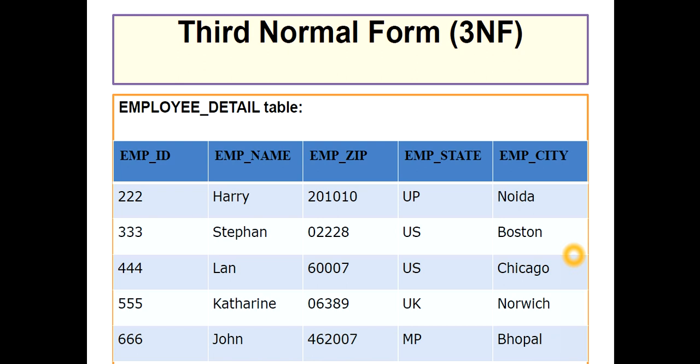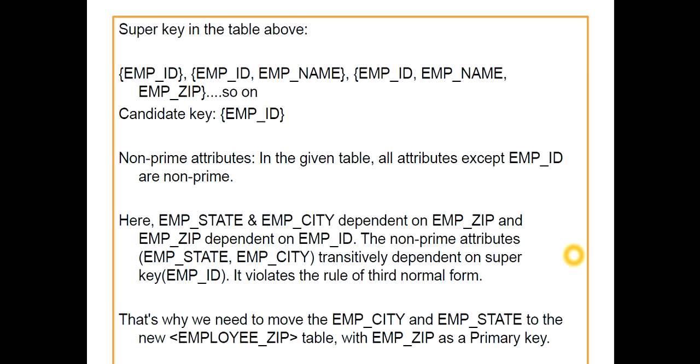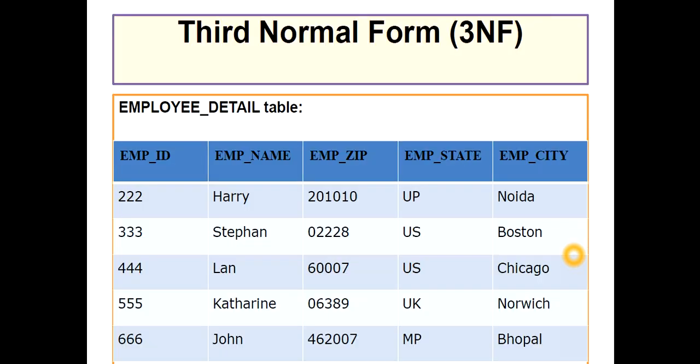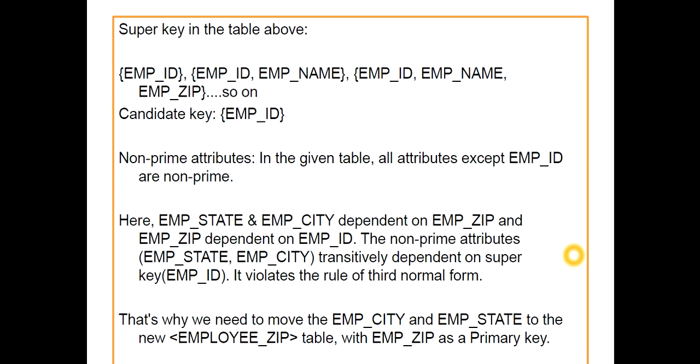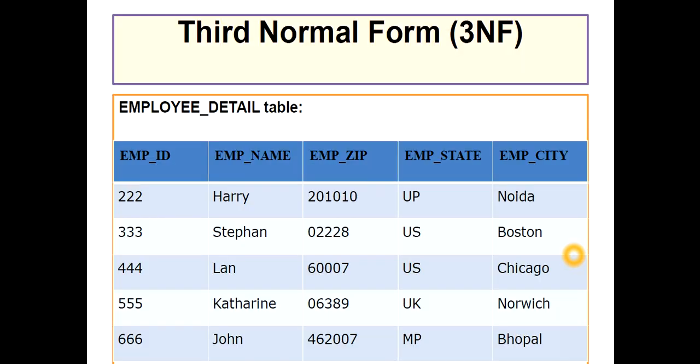Employee ID, employee name, employee zip, employee state, employee city. These are the attributes and these are the respective values. Now you see the super key in this table may be either employee ID, or we may have employee ID and employee name as a combination. If both of them together also imply every other attribute, or employee ID, employee name, employee zip, and so on. But employee ID alone can identify all those other attributes' values.